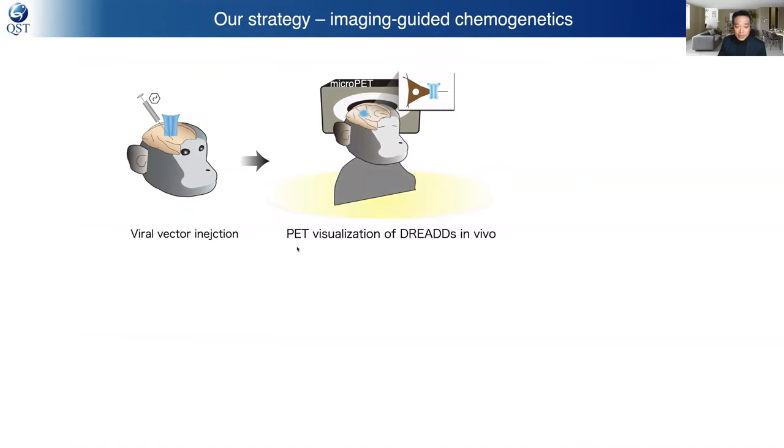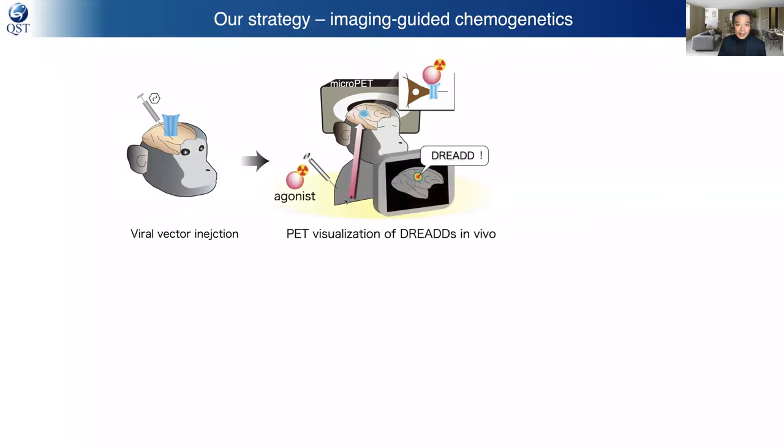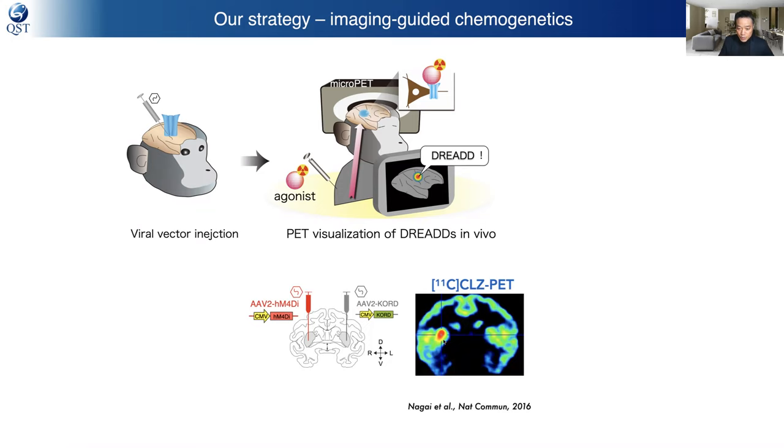We try to visualize the DREADD receptor in vivo. It's a straightforward use of PET technology using a radiolabeled chemical injection, which gets into the brain and binds to the receptor, and we can visualize the DREADD receptor by this radiological signal through the PET camera. Actually, this is the first image obtained using carbon-11 labeled clozapine as a PET ligand.